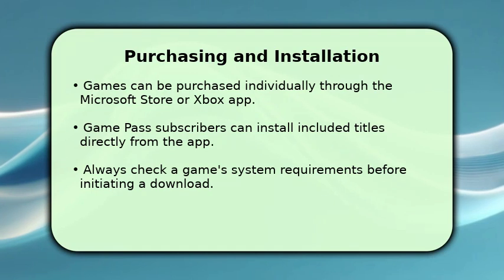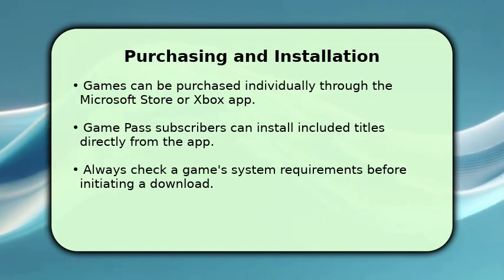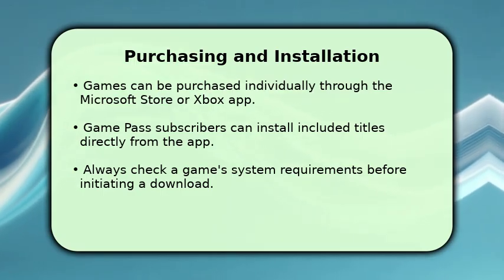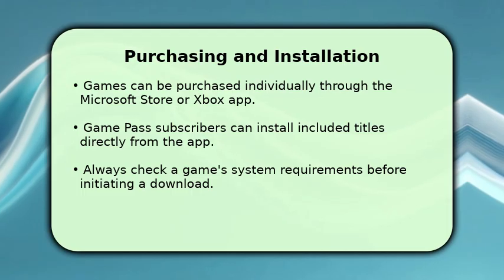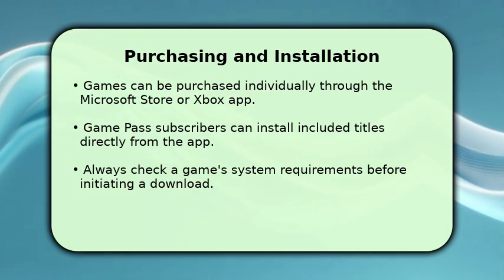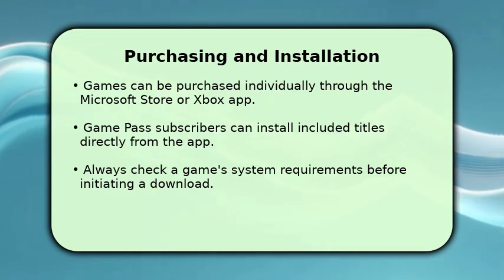You have two main options for acquiring games: purchasing them individually or accessing them through Game Pass. Individual titles can be bought directly from the Microsoft Store or within the Xbox application. If you are a Game Pass subscriber, you can simply select and install any game included in your plan.